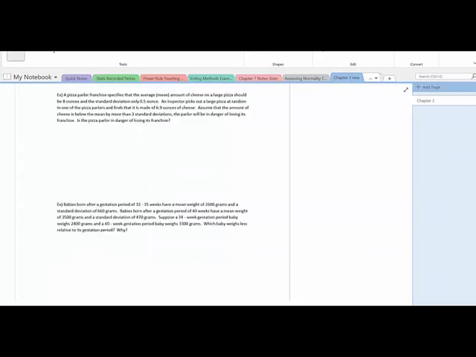Okay, let's take a look at the next example. A pizza parlor franchise specifies that the average mean amount of cheese on a large pizza should be 8 ounces with a standard deviation of 0.5 ounces. An inspector picks out a large pizza at random in one of the pizza parlors and finds that it's made of 6.9 ounces of cheese. Assume that if the amount of cheese is below the mean by more than 3 standard deviations, the parlor will be in danger of closing its franchise. Is the pizza parlor in danger of closing its franchise?